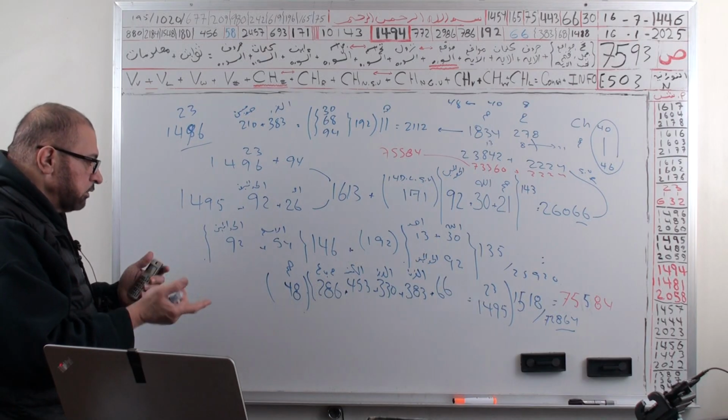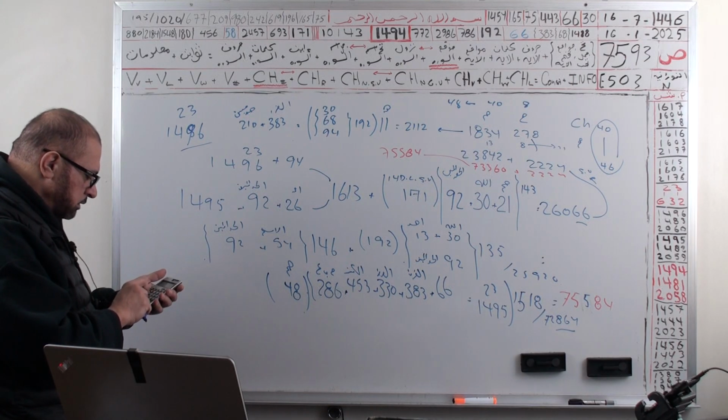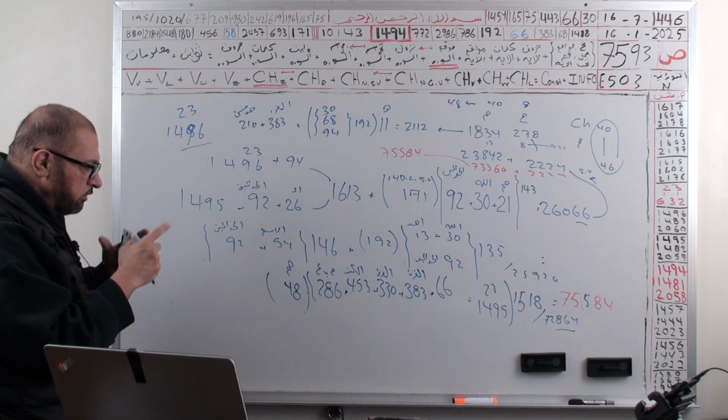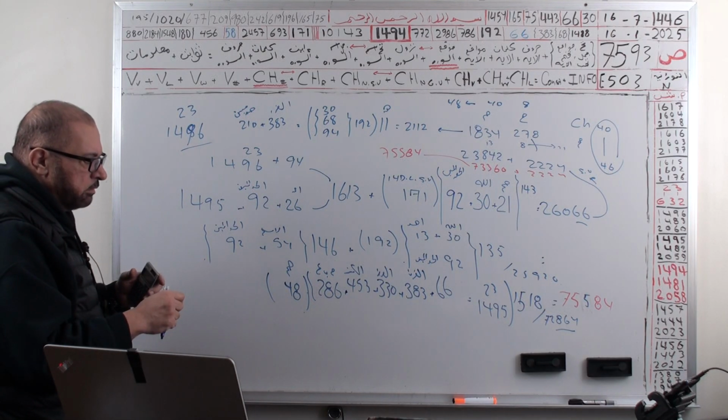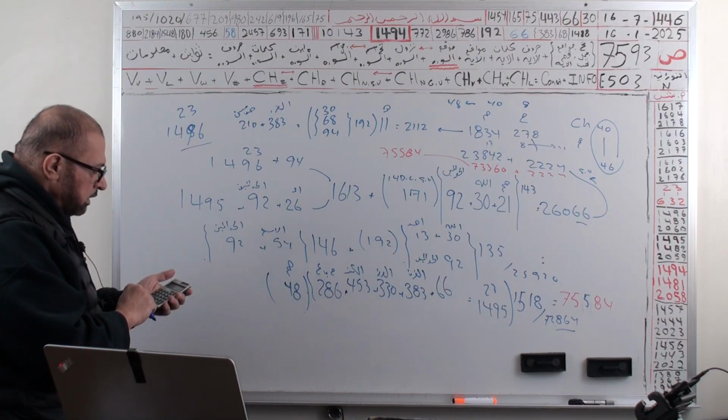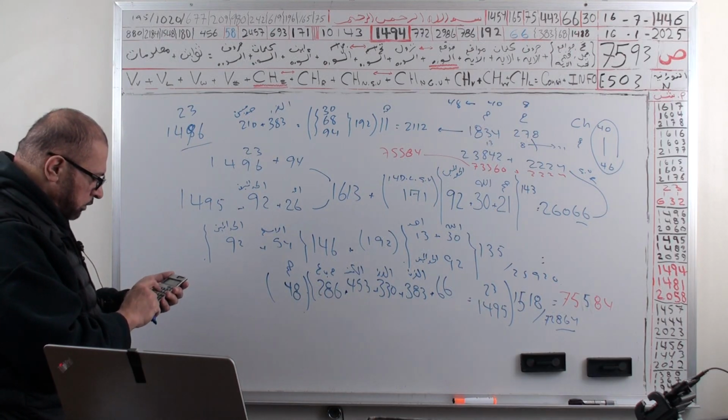If you take 48, you end up with Ahmad minus 21. Also, if you take 21, the sequential value of Hamim, you also get Ahmad there, out of 74.